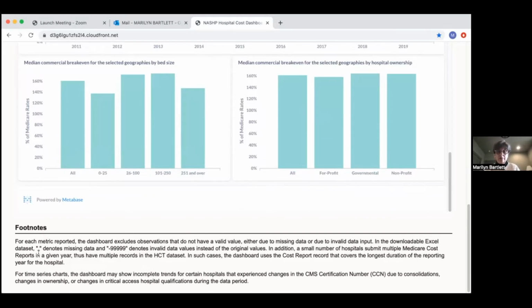This symbol of a period means missing data, and the text of 99999 denotes invalid data. Also, you will find that in a number of cases, a small number of hospitals, there'll be 2 Medicare reports for 1 year. That usually happens if there's a merger, acquisition, or a change in status of the hospital. And in those cases, for this first rollout, what we have done is included the report that has the most months.